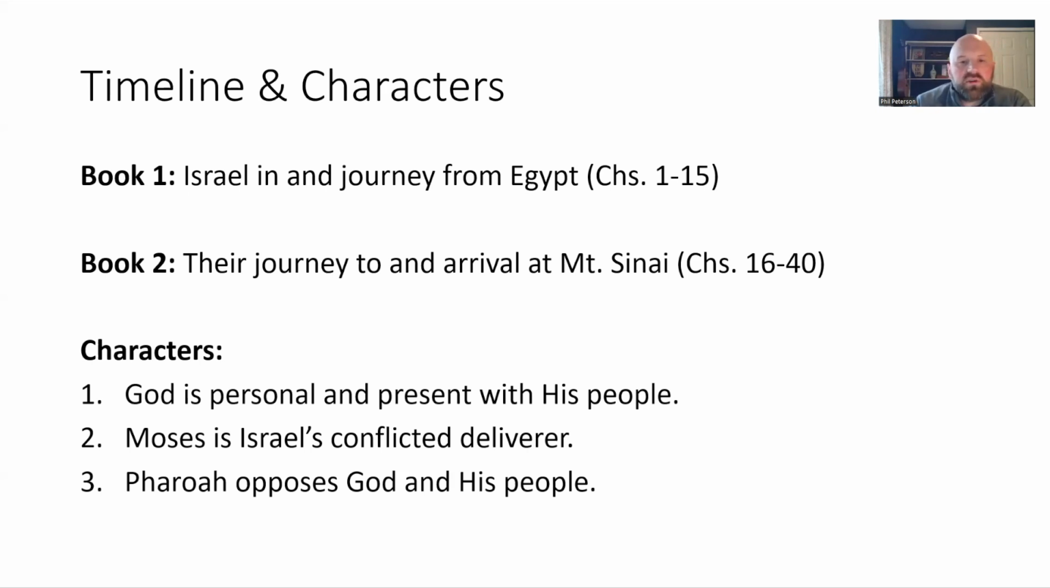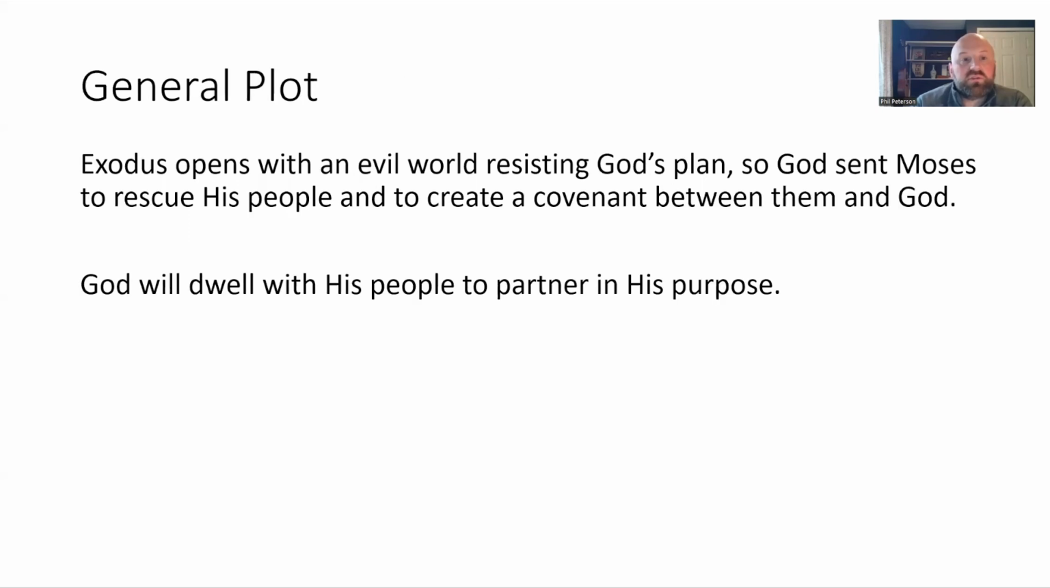And so as we look from the timeline and characters into the general plot, what's unique about Exodus is just how you get really engaged with how evil the world is, and it opens with evil in our world resisting God's plan. And that's what is really distinct about Exodus. Genesis, in contrast, is primarily about tension in the family of God itself. And now we engage outside the family with the world.